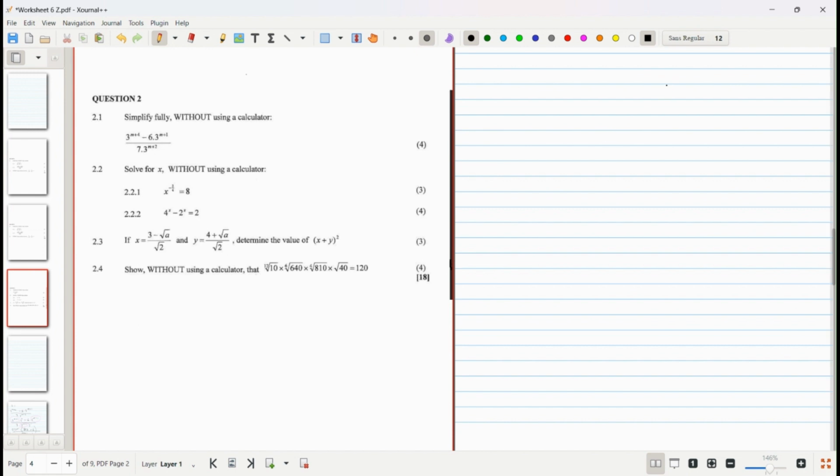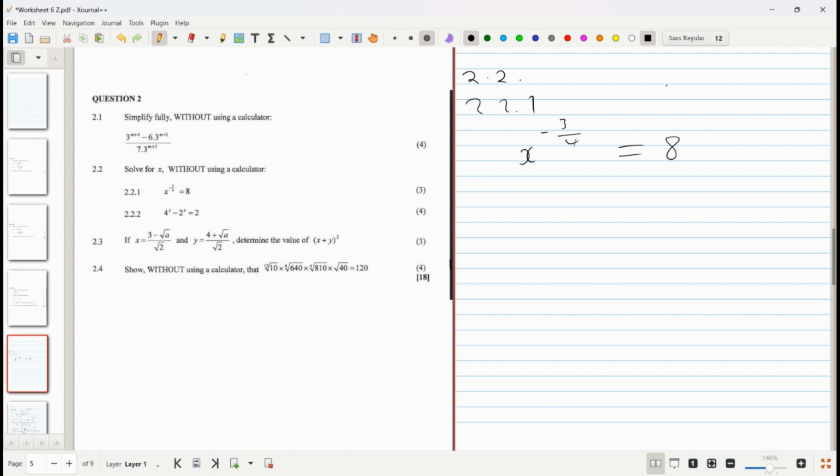Coming to 2.2, we need to solve for x without using a calculator. So what do we have? We have 2.2.1: x to the power negative 3 divided by 4 equals 8. How can we solve for x here? The only problem that we see here is this exponent, which is negative 3 divided by 4.